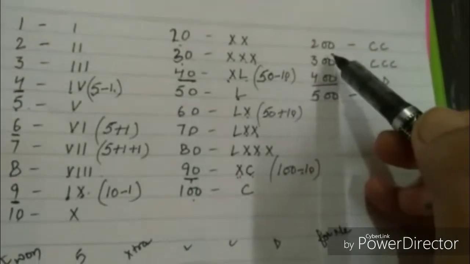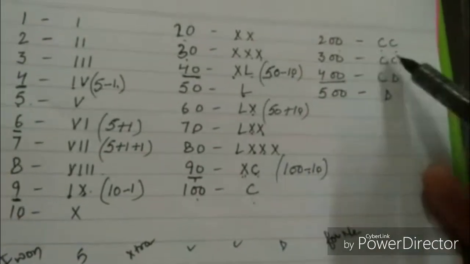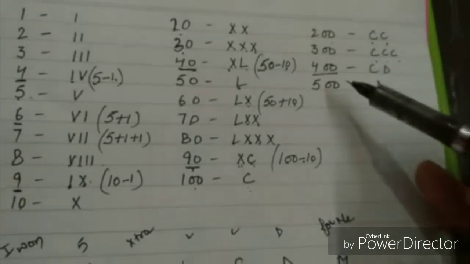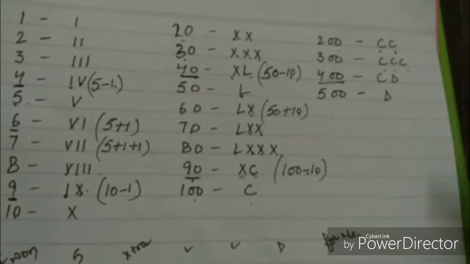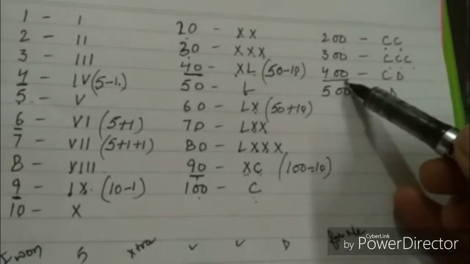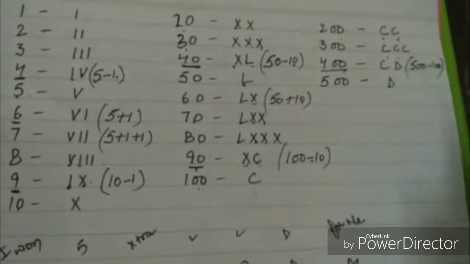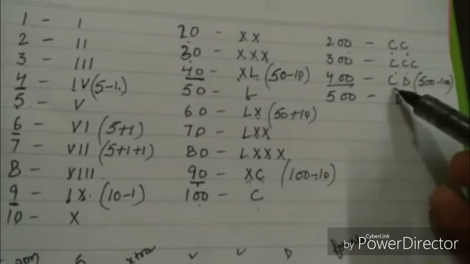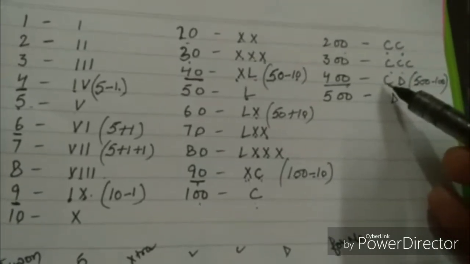Now the next number is 200. 200 is C and C, because 100 is C, so 200 is CC. And 300 will be CCC. Again, you know the rule that 400 can't be written as 4 times C, because it is against the rule. So 400, we can write as, yeah, I know you know the answer now, 500 minus 100, and when we have to subtract anything, it will come to the left side. So that means 500 is D and 100 we have to subtract, so we will write it to the left side. And 500 is only D.